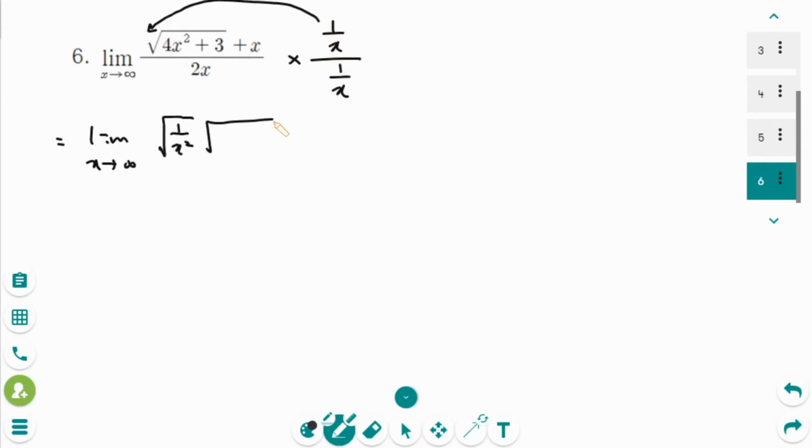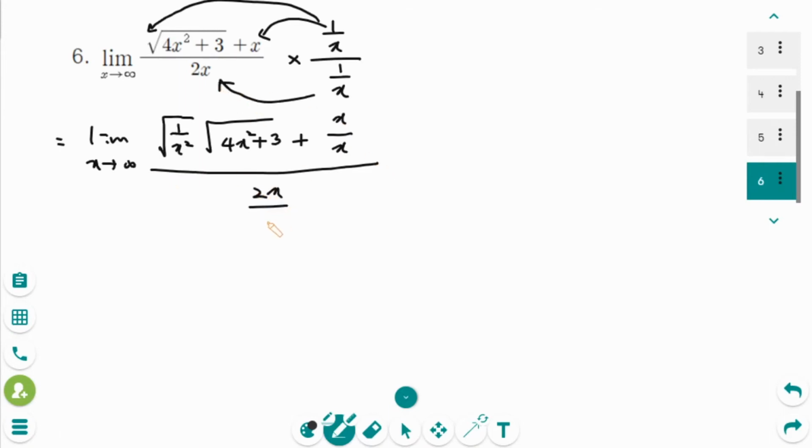And then this one. Next one is x over x, over this one is 2x over x. And then simplify. Square root of expand this one is 4 plus this one is 3 over x squared plus 1 over 2.